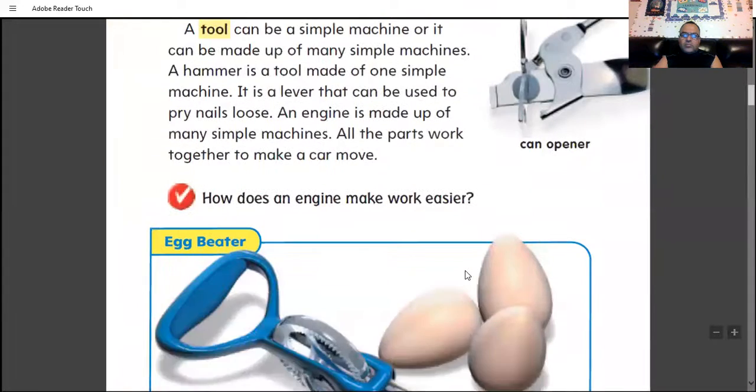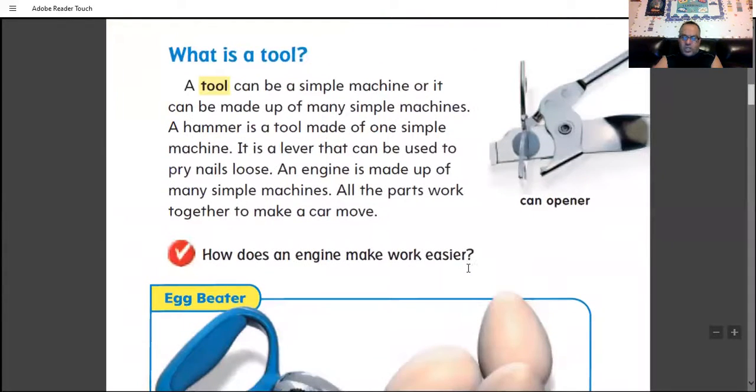What is a tool? A tool can be a simple machine, or it can be made up of many simple machines. A hammer is a tool made of one simple machine. It is a lever that can be used to pry nails loose. An engine is made up of many simple machines. All the parts work together to make a car move.